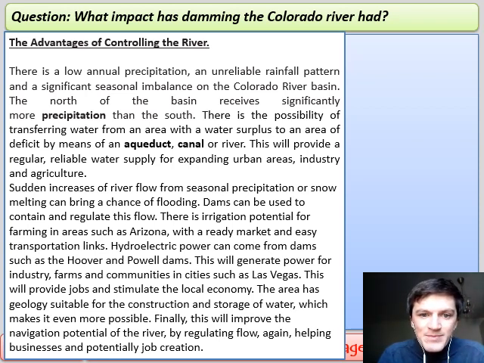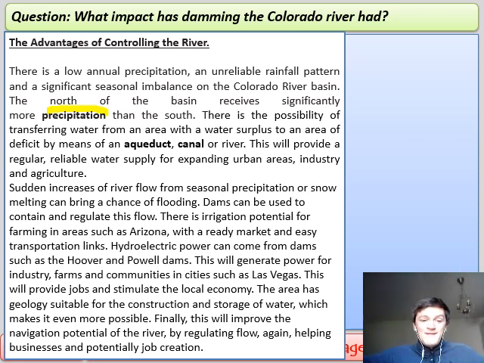There is low annual precipitation, an unreliable rainfall pattern, and significant seasonal imbalance on the Colorado River basin. The north of the basin receives significantly more precipitation than the south, so the north gets all the water. There's a possibility of transferring water from an area with water surplus, so too much water, to an area of deficit by means of an aqueduct, canal or river. This will provide a regular, reliable water source for expanding urban areas, industry and agriculture.